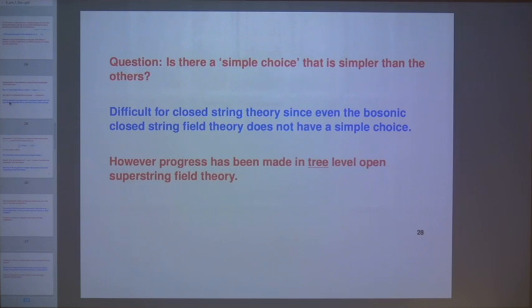So now we turn to the question about whether there is a simple choice that is simpler than the others, just like Witten's cubic string field theory. Now it should be clear that this is difficult for closed string theory because even the bosonic closed string field theory does not have a simple choice. So you can't really expect that closed superstring field theory will have a simple choice of these vertices. However, there has been progress for tree-level open superstring field theory, and this is what I'll be describing next, which involves making simple choices of the picture changing operators and the local coordinate system.